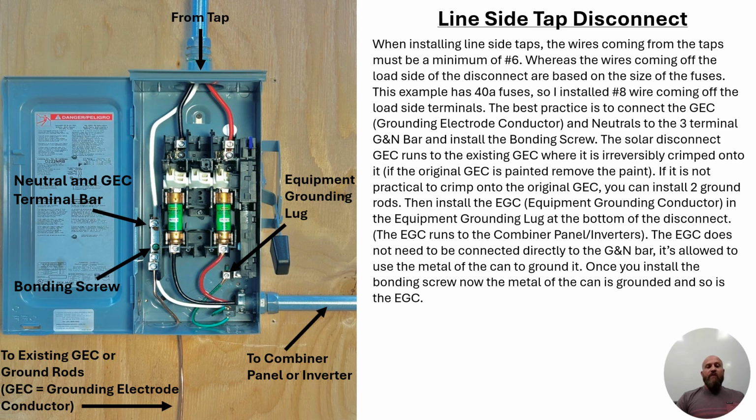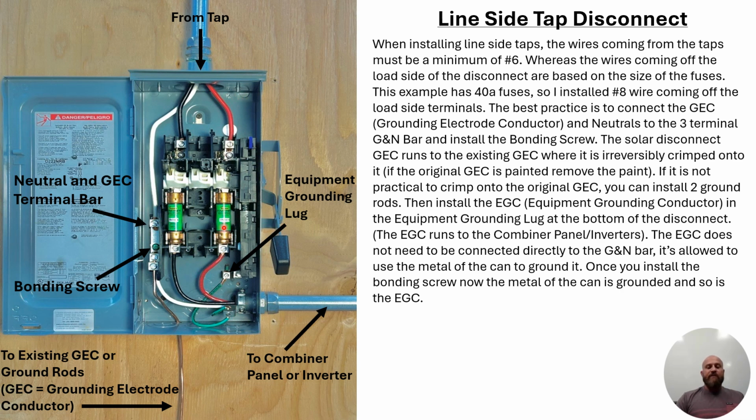In this slide, I want to go over how to wire up a bonded line side tap disconnect. In the image, you can see the wire coming from the taps. This wire is required to be a minimum of number 6. It may need to be larger based on the size of the system, but in no case is it allowed to be smaller than number 6.